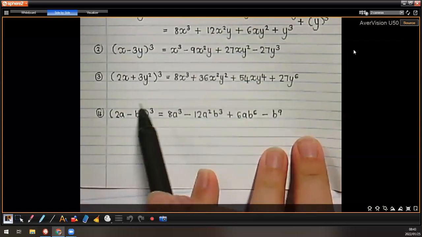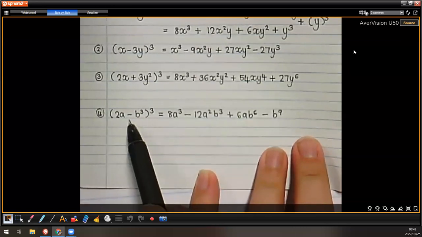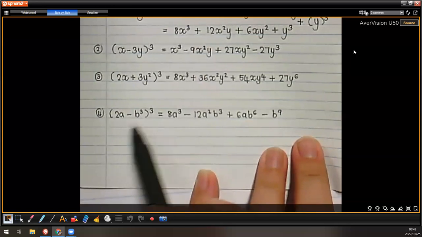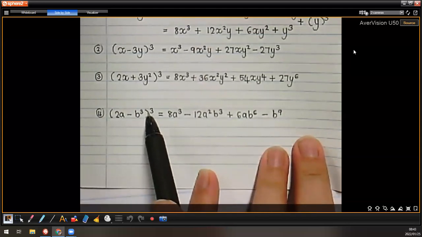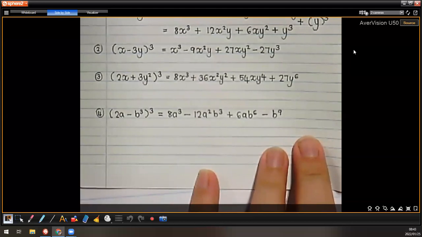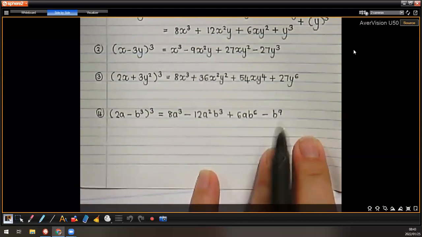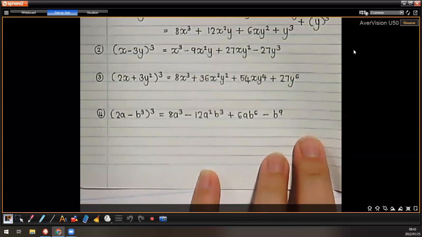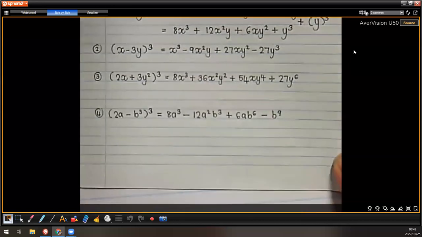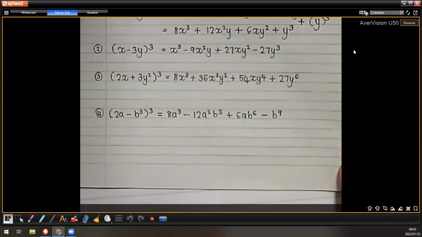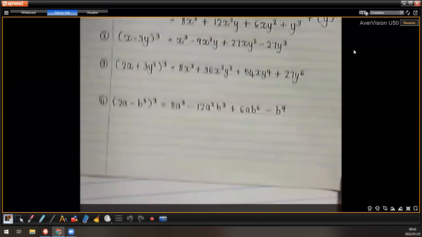Right, and then you need to cube the last term. Now, when you're cubing a negative number or negative term, the answer stays negative, and b to the power of 3, to the power of 3, you times those exponents, right? So then it's going to be 9. Okay, any questions? All right, I only have about 15 minutes left. So let's see what I can give you guys.